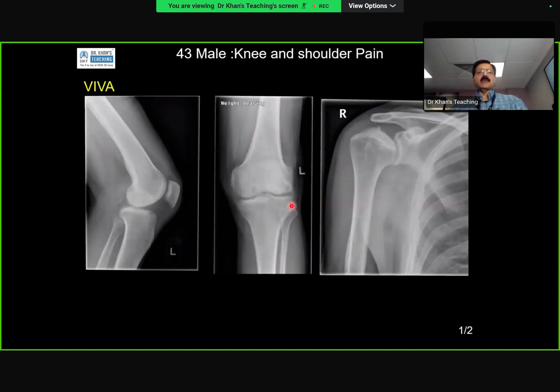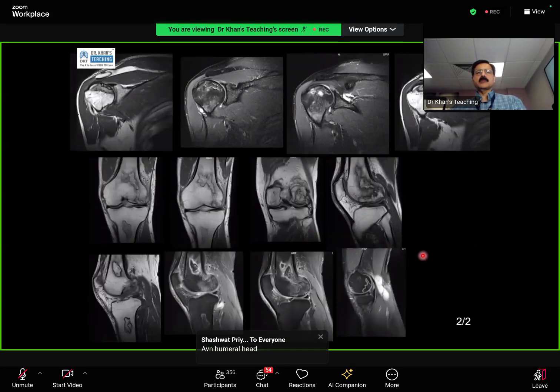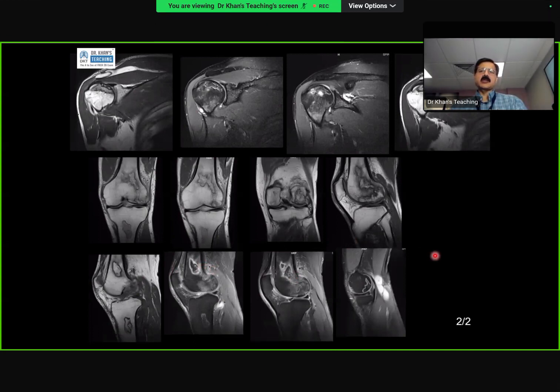What is happening? I think humeral head avascular necrosis. Right, and what is happening here? The projection is not very good, so let me give you this. Same patient. Bone infarcts in the knee as well, I mean in the distal femur. So bone infarcts at the head of the humerus, as well as multiple bone infarcts here.